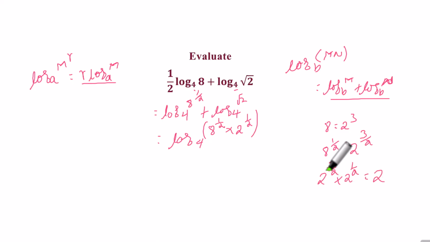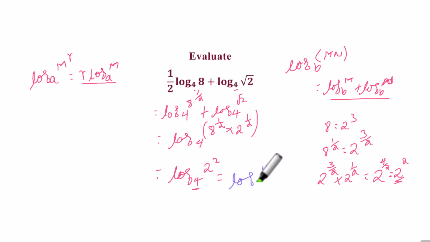So 2 to the power of 3/2 times 2 to the power of 1/2 can be written as, since the bases are similar, you can add the exponents, so 3/2 plus 1/2 is 4/2. That becomes 2 to the power of 2. So you can write this as logarithm of 2 to the power of 2 in base 4. But here the base is 4, but this is to the power of 2.